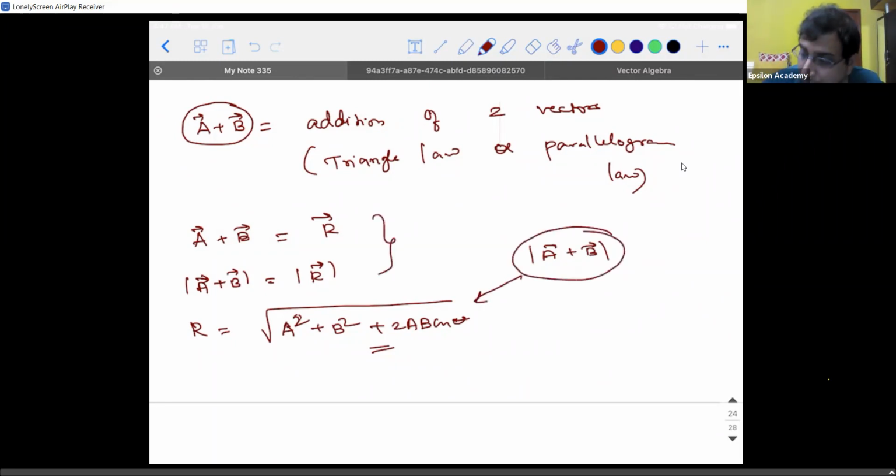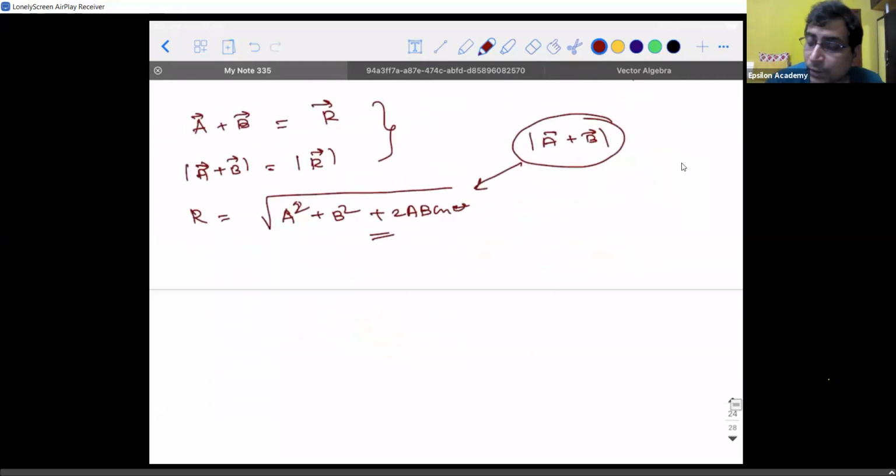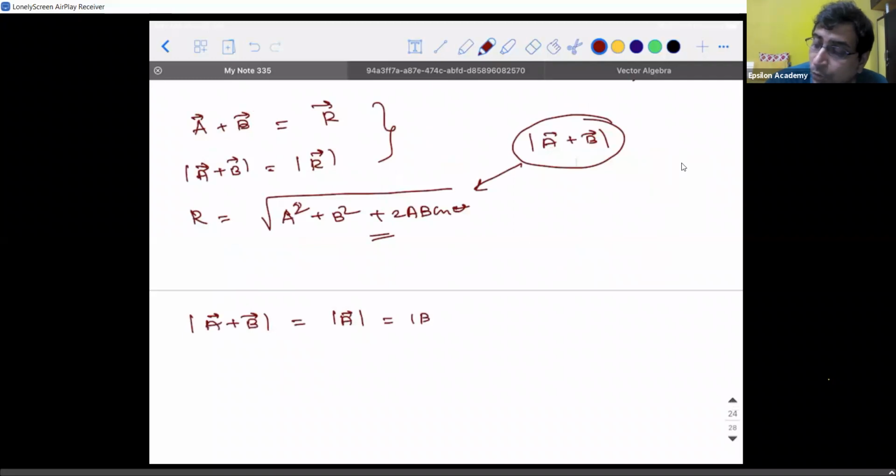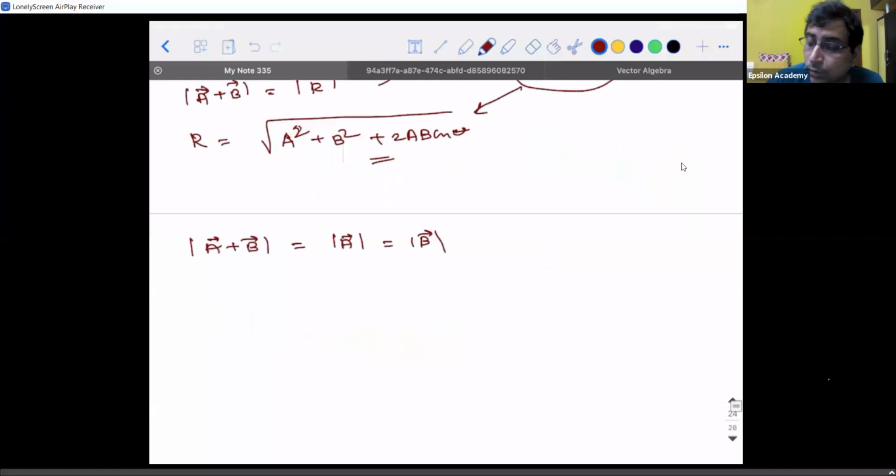Wherever you see this, blindly you can go to the formula of root of A square plus B square plus 2AB cos theta. So according to this question, what are they saying? Magnitude of A vector plus B vector is equal to magnitude of A vector, also equal to magnitude of B vector. If that is the scenario, what is the angle between both?